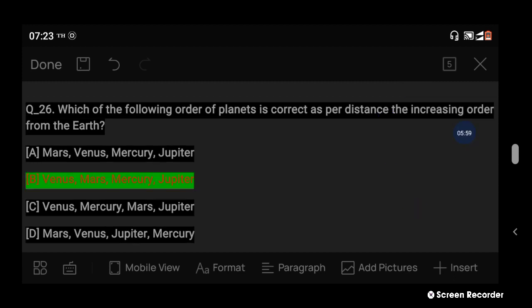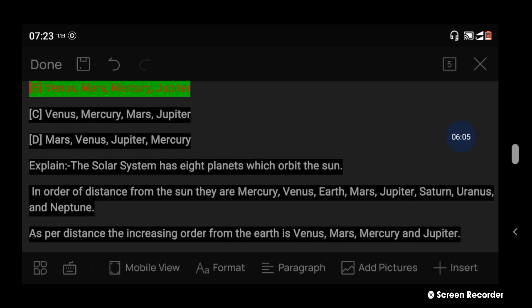Number B, Venus, Mars, Mercury and Jupiter is the increasing order from the Earth. Question 26 explanation: The solar system has 8 planets which orbit the sun. In order of distance from the sun they are Mercury, Venus, Earth, Mars, Jupiter, Saturn, Uranus and Neptune. As per the distance, the increasing order from the Earth is Venus, Mars, Mercury and Jupiter.